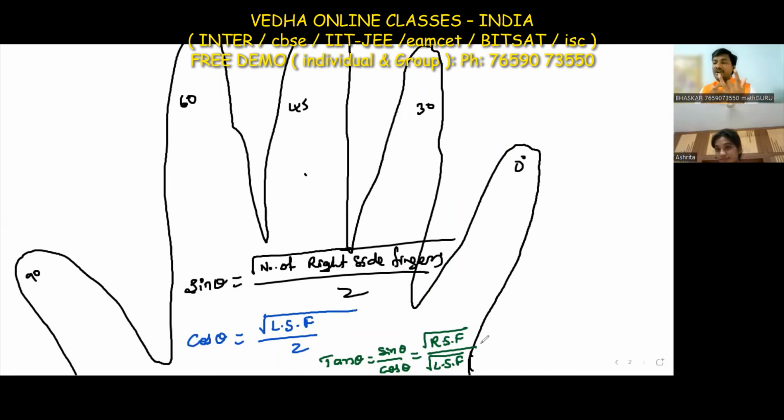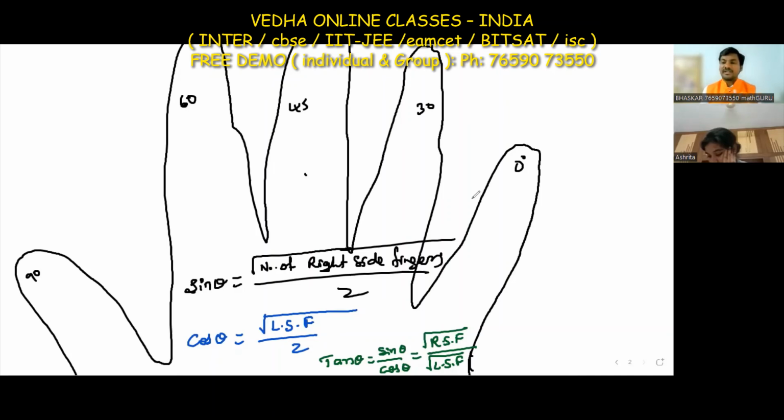Start with 45 degrees. Right side, how many fingers are there? 2. Left side, how many are there? 2. Root 2 by root 2. Root 2 gets cancelled, and we get 1. Root of right side fingers is root 2, left side fingers also root 2. Root 2 cancels, so we get 1. So tan 45 is 1.